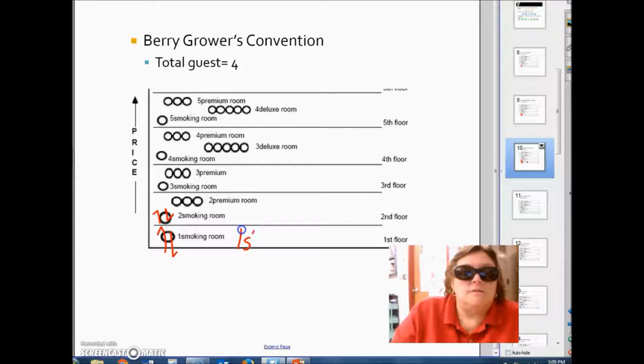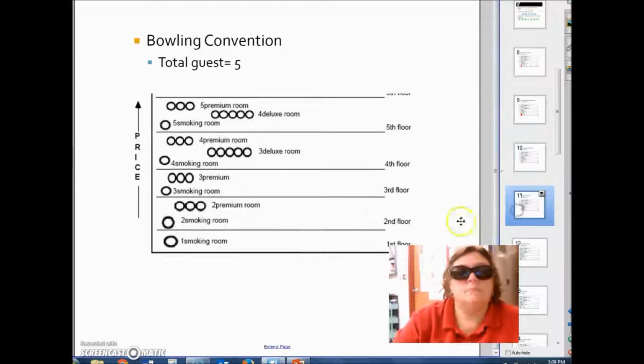First energy level, 1S2, because the smoking room has two people. Second energy level, the 2S room has two people. Okay.